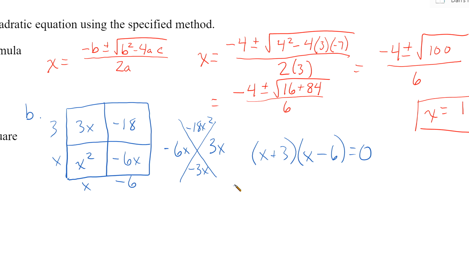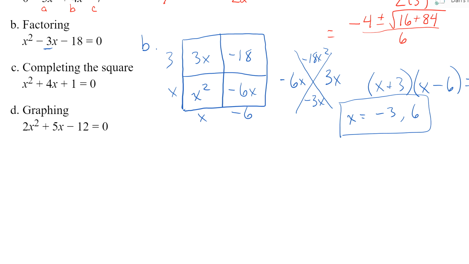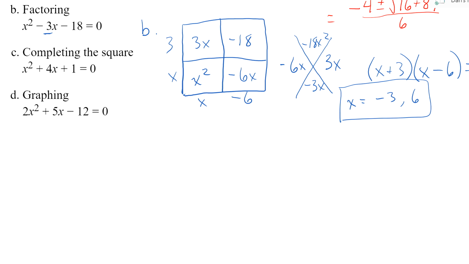So what does x equal now? Negative 3 and 6. We set each of those equal to 0. Again, this should be kind of a review. We've done this last semester and before, so you should have a lot of notes on that.